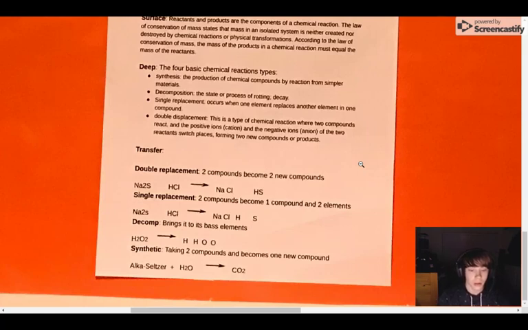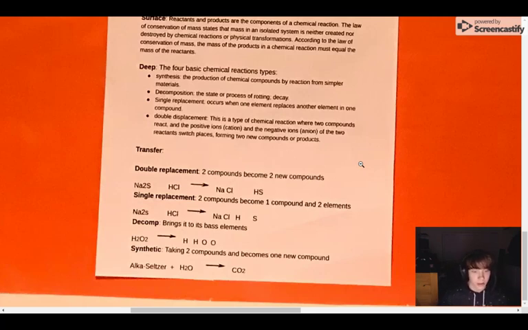Two sodium, one sulfur. Hydrogen chlorine turns into sodium chlorine and hydrogen and sulfur. Decomposition brings it to its base elements. Hydrogen peroxide turns into hydrogen and oxygen.